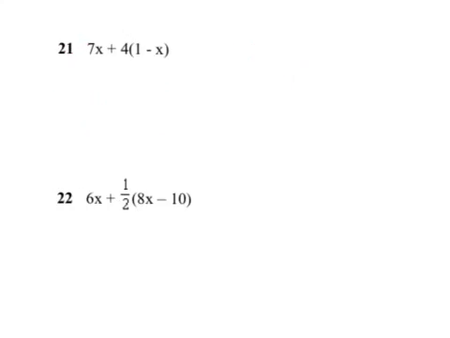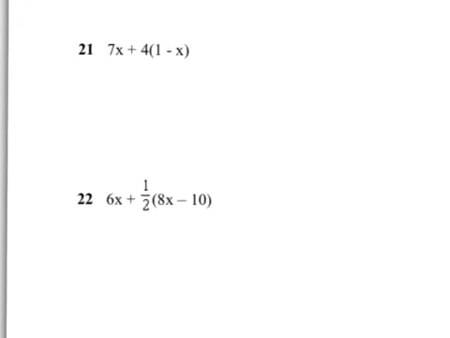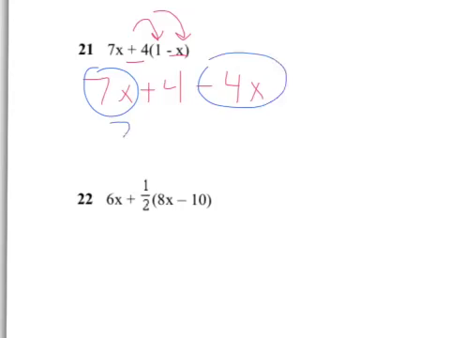In problem number 21, same thing. We want to distribute if possible. I have a positive 4 times each of the terms inside of the parentheses. So 4 times positive 1 is positive 4. And positive 4 times this negative x gives me negative 4x. I will then combine the like terms. Gives me 3x. And then the constant by itself is plus 4. And there's nothing else to combine.